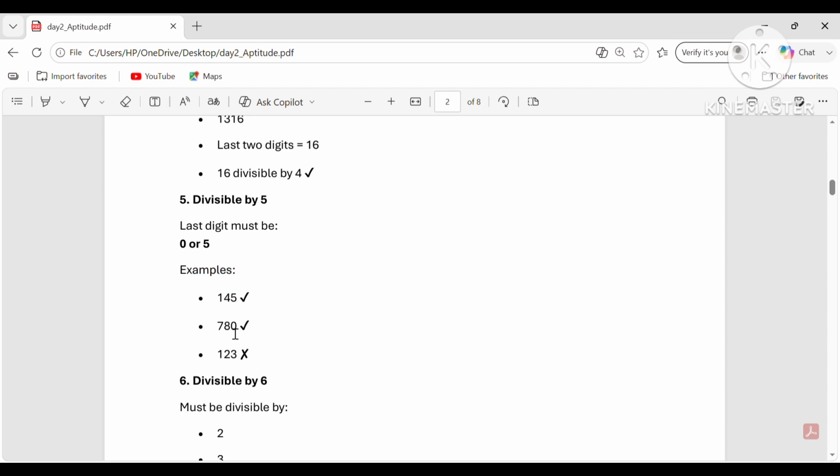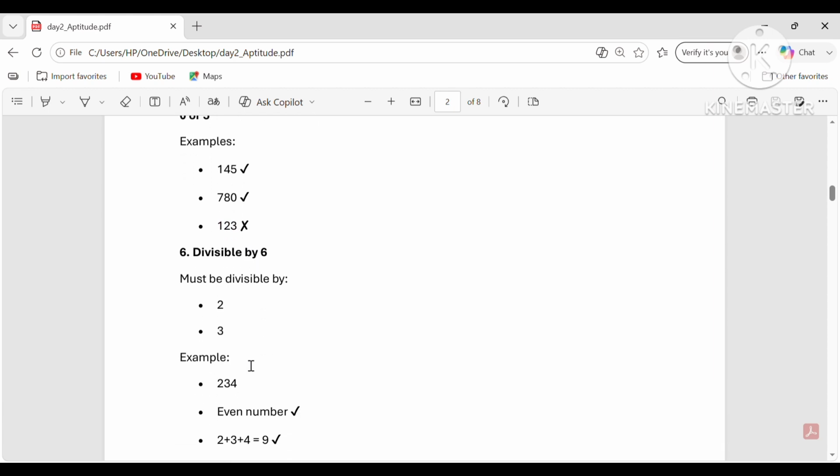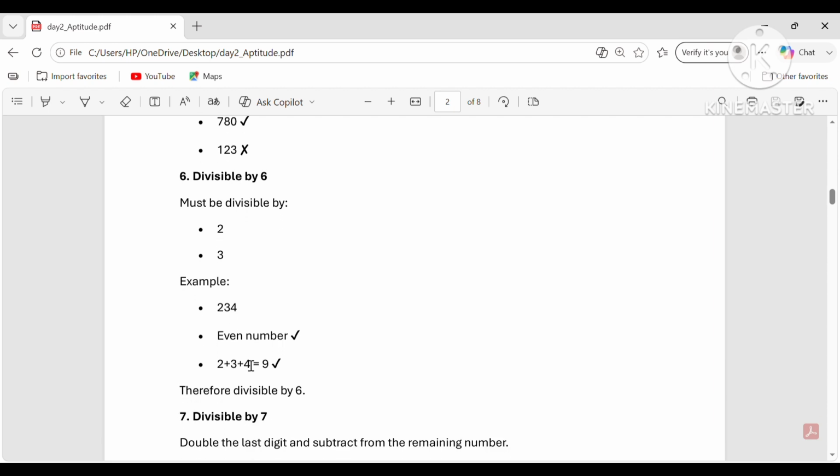Divisible by 5, we need to check 0 or 5 at the last. For example, 145, it ends with 5. 780, it ends with 0. So these are valid. And 123, it is not valid. Why? Because it ends with a 3.